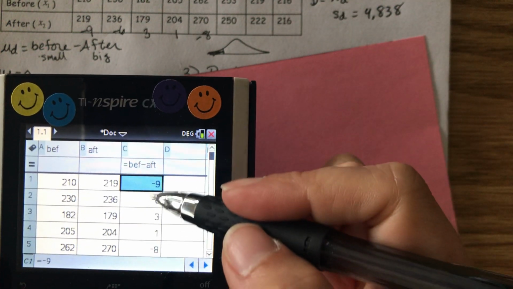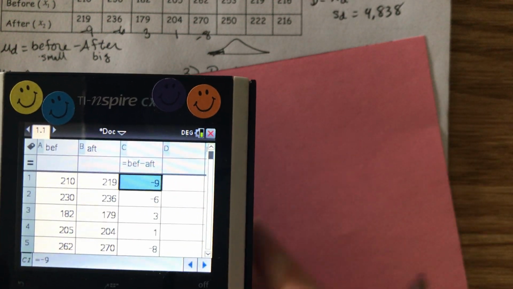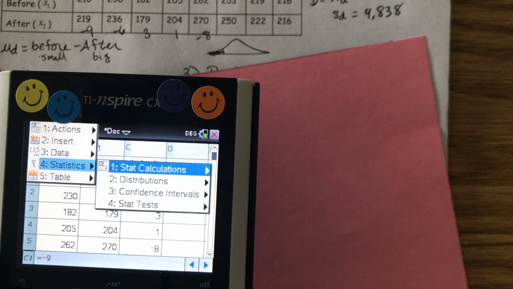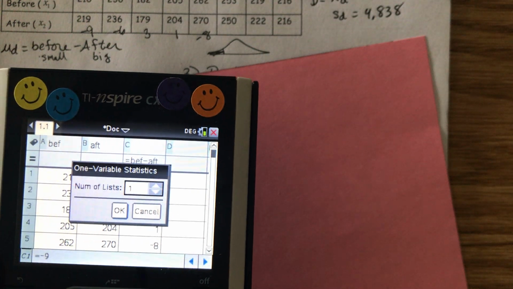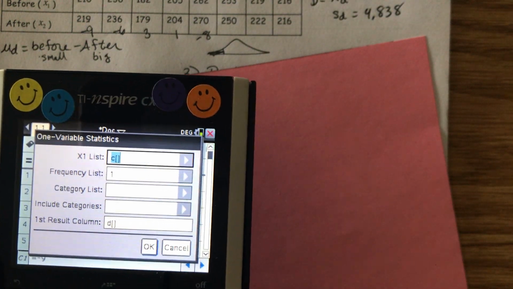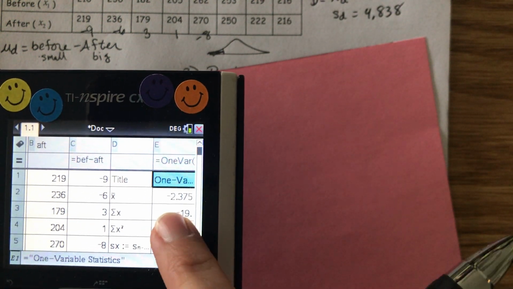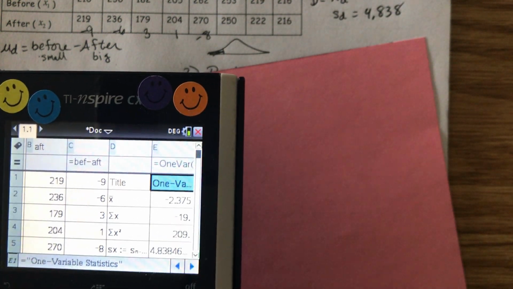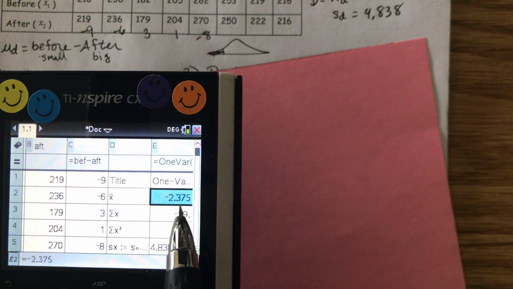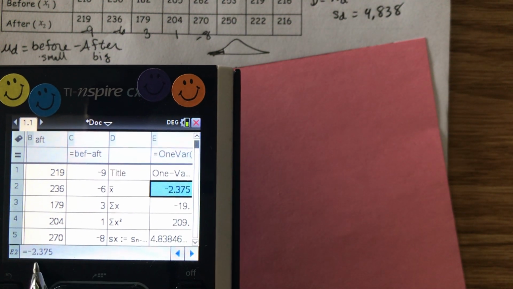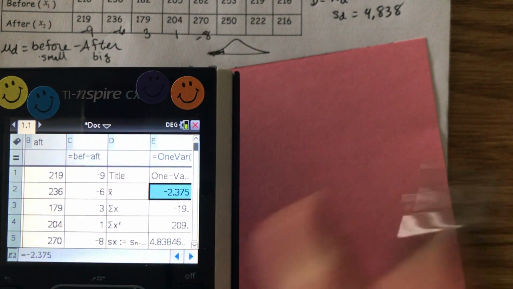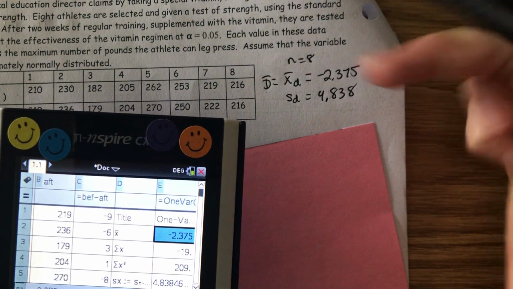But what you need is to do one variable statistics for this column. So you're going to go menu, stats, stat calculations, one variable statistics. You want to make sure it's wherever your differences are listed. Mine are listed in column C. And here we go. My x bar is -2.375. I'm not going to round because that's just exactly what it is. There's no more decimals, so I'm just using that as a number, okay?